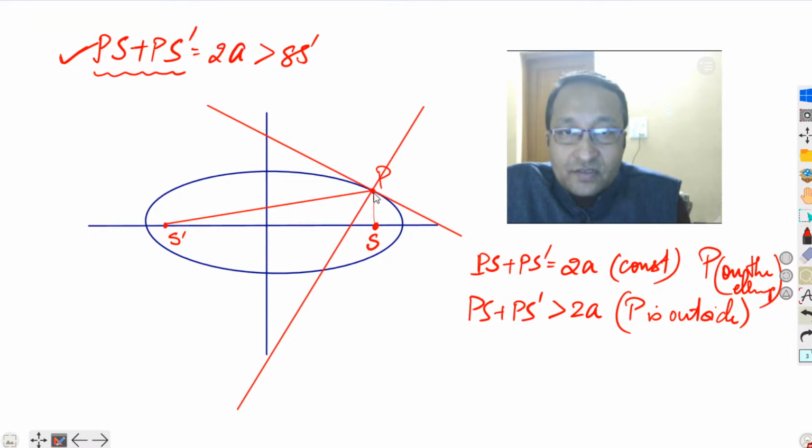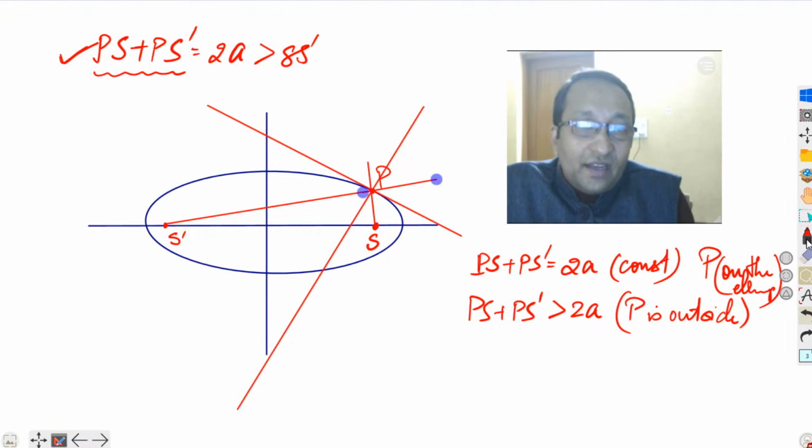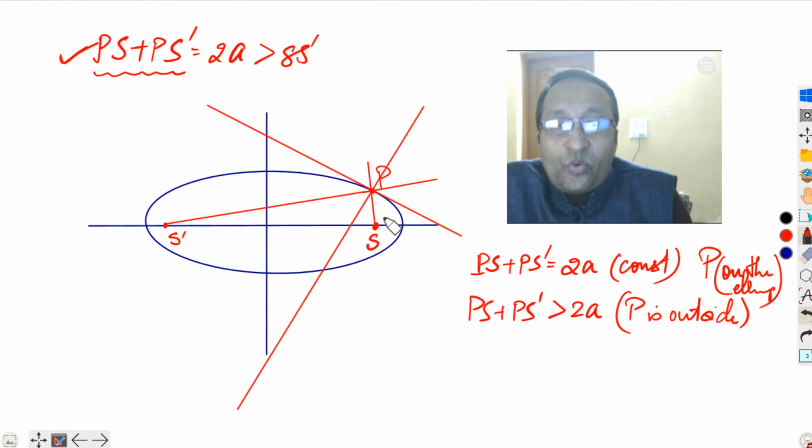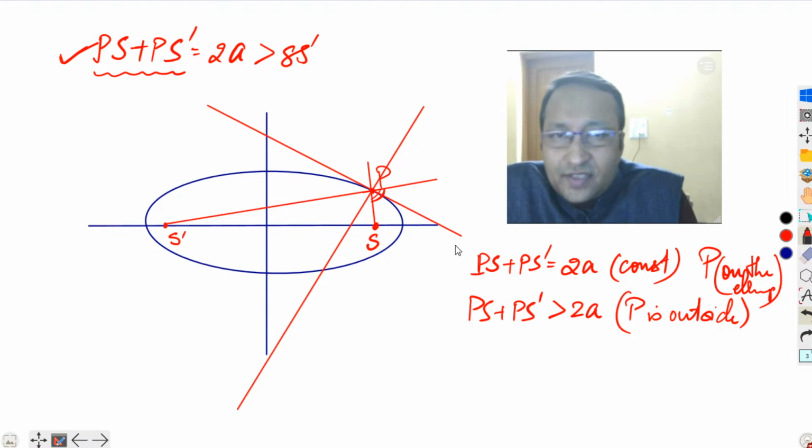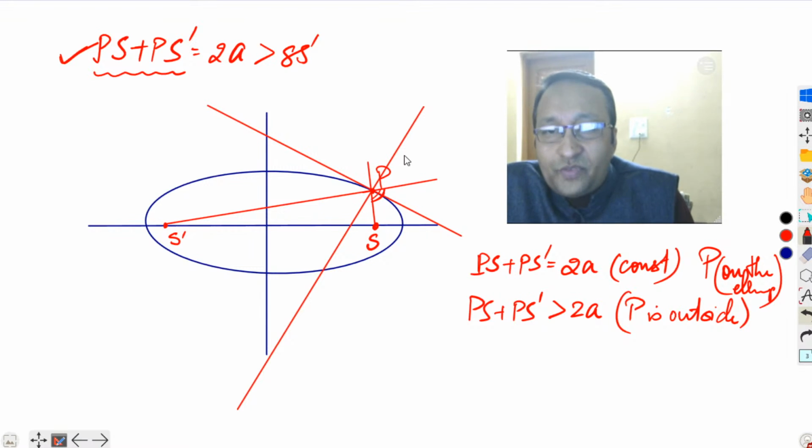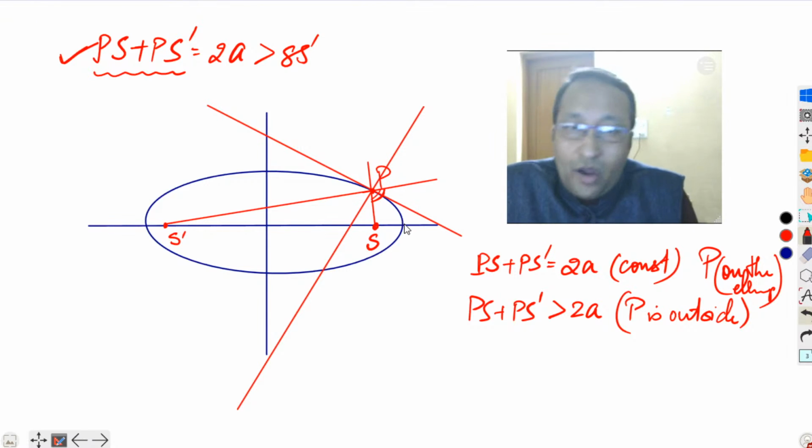If I am supposed to prove that the angle SPS dash is bisected by the normal at P, then it is sufficient to prove that the exterior angle is bisected by the tangent. If I prove that the exterior angle is bisected by the tangent, automatically we will prove that the interior angle is bisected by the normal. How do I do it?